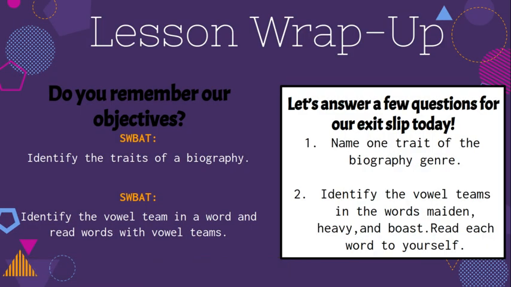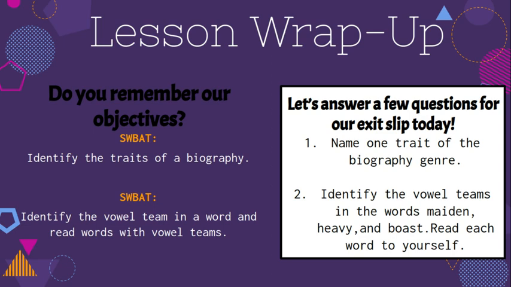Let's wrap up our lesson now. Remember, we had two objectives: to be able to identify the traits of a biography, and to be able to identify the vowel team in a word and read words with vowel teams. Now today for your exit slip, you're going to have two questions you have to answer in the Google form. The first one, you'll need to name one trait of the biography genre. So you can go back into this video and look to see at the beginning what we said the traits were for the biography genre. There were 3 listed.